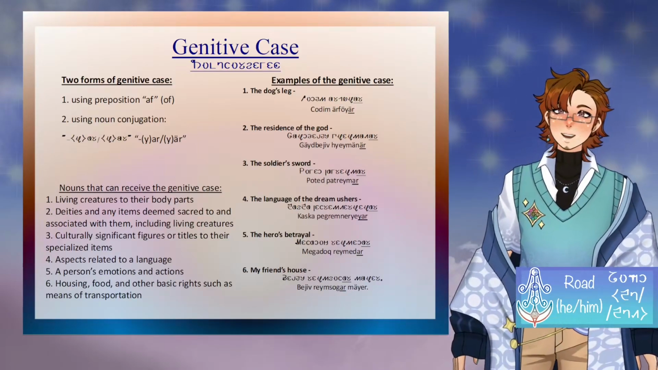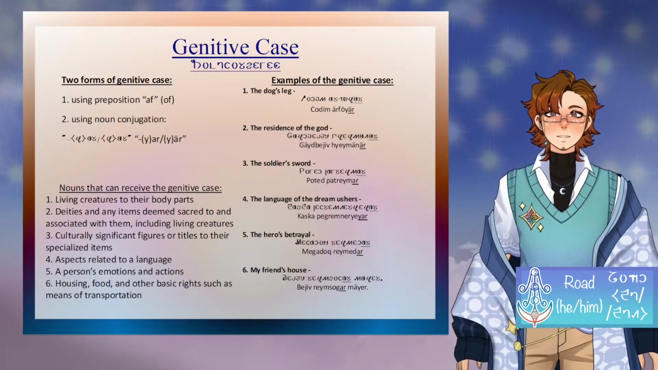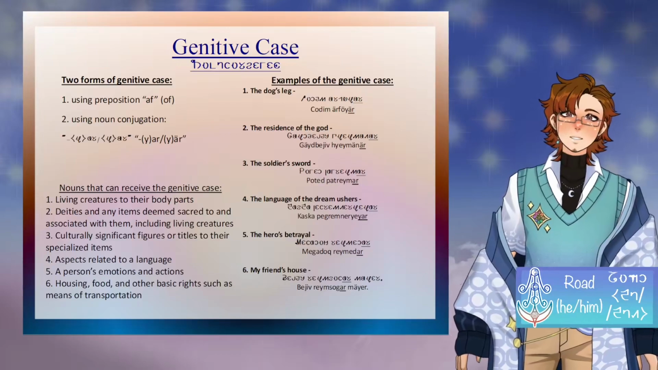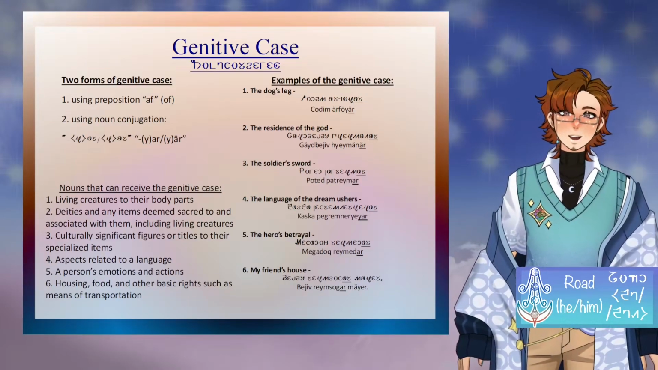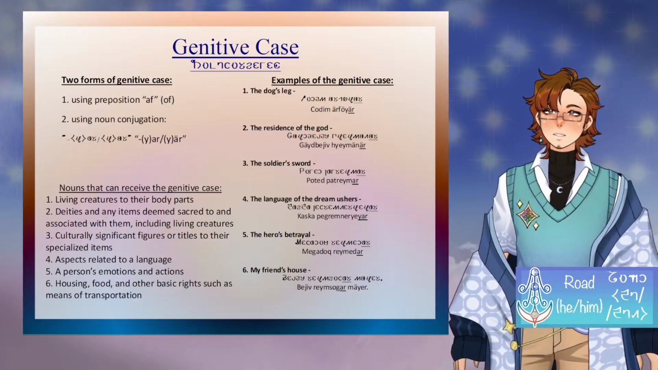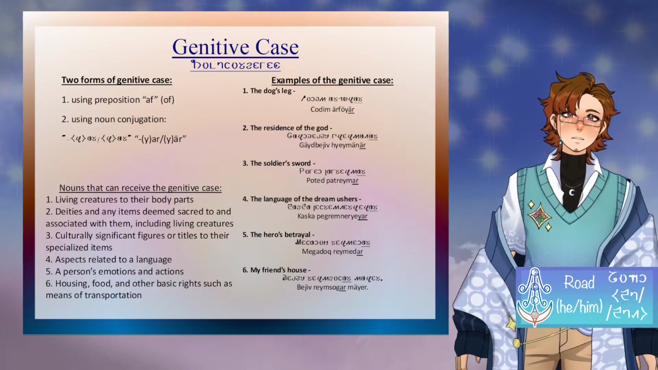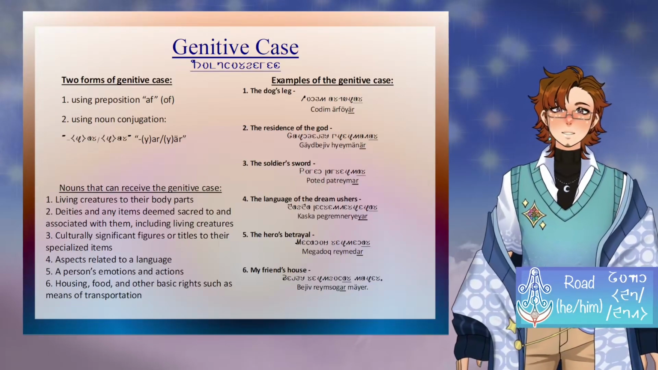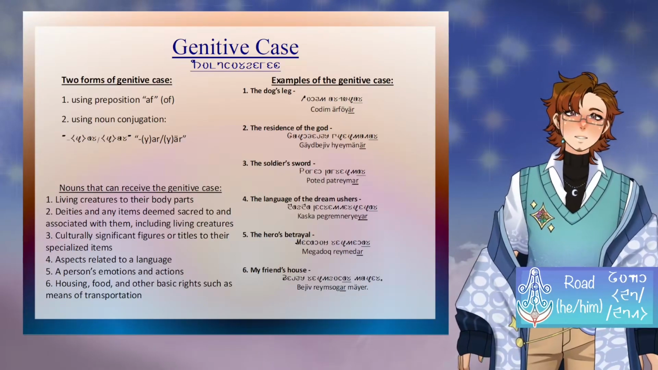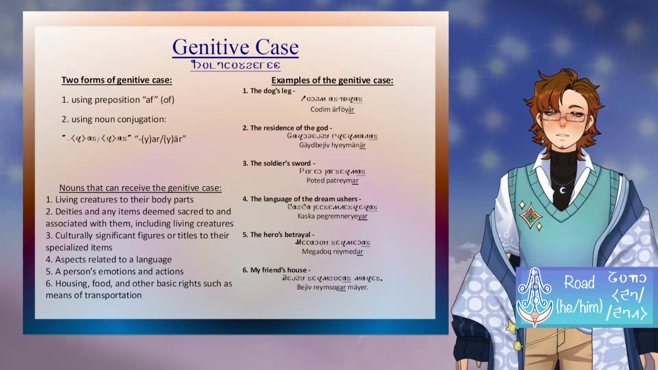Now, the genitive case of nouns is used specifically to exemplify that there is an active, intangible possession that cannot be easily changed. Now, there are 6 forms of noun that can take the genitive case, especially in relation to certain characteristics that we are defining. One being living creatures in relation to their body parts.